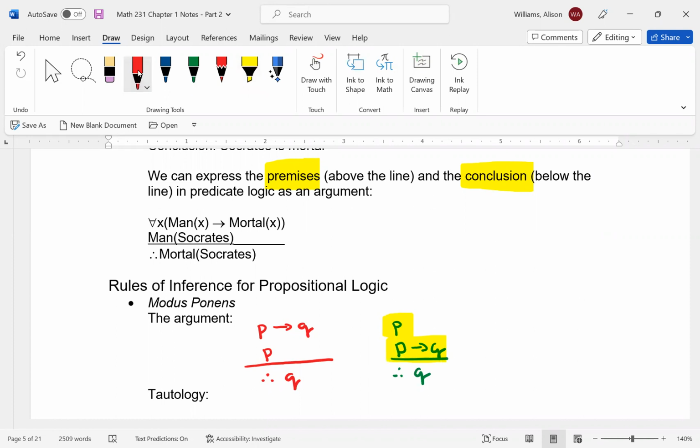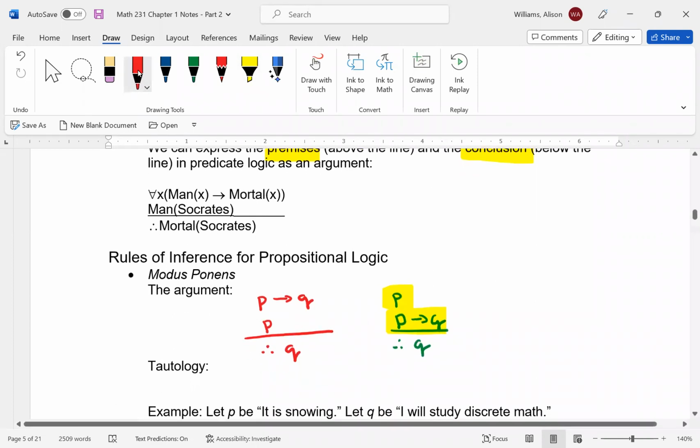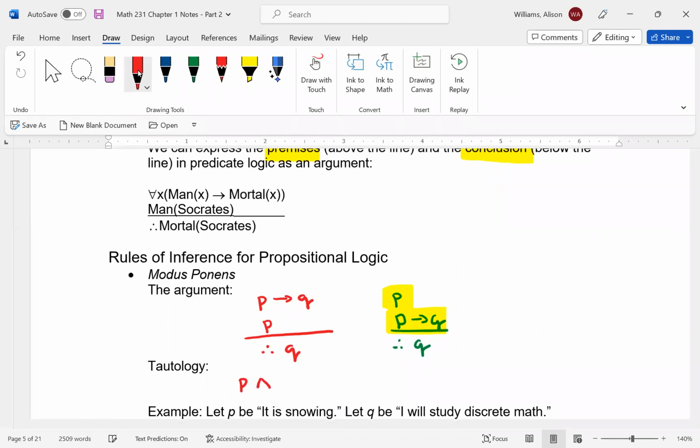Written as a tautology, so this is like when we're doing the truth tables, the tautology equivalent would look like this. P and P implies Q. So those are the two premises. If those two premises happen, notice we're using and, so they both have to happen, that's going to give us Q. That's how we'd write that for a truth table or as a tautology.